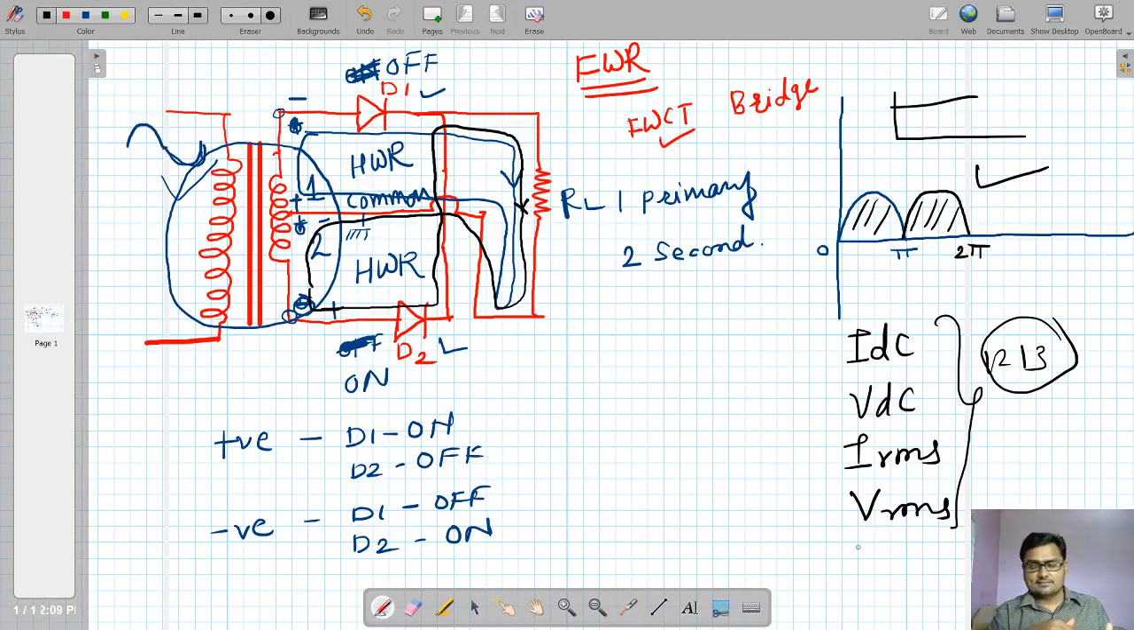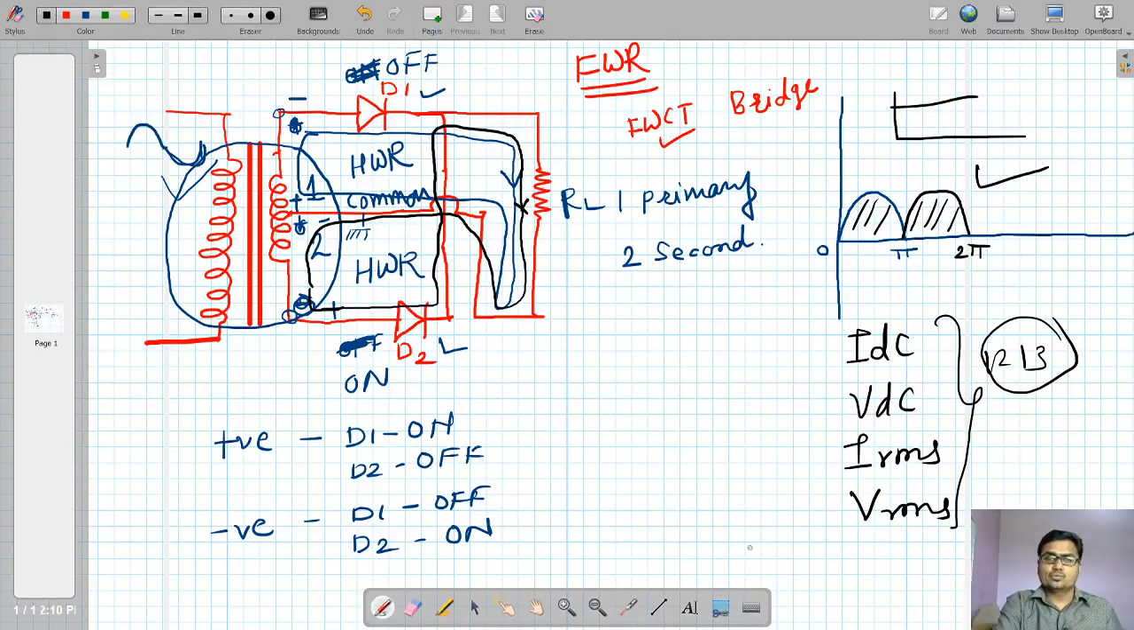In the next lecture we will start with the actual analysis of the full wave rectifier, and let me tell you, the analysis of the full wave rectifier will be the same as the analysis of the half wave rectifier. It means we will follow the same method that we followed in the case of the half wave rectifier. The methodology will be completely the same, and that's why, for your sake, I will take reference of the half wave rectifier. Whatever things I have written in the half wave rectifier, we'll take those in front of us and modify those equations itself.